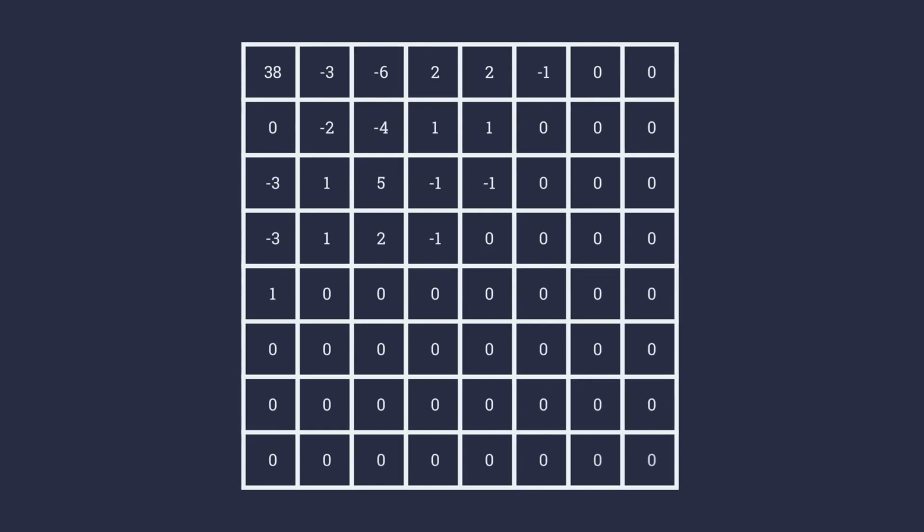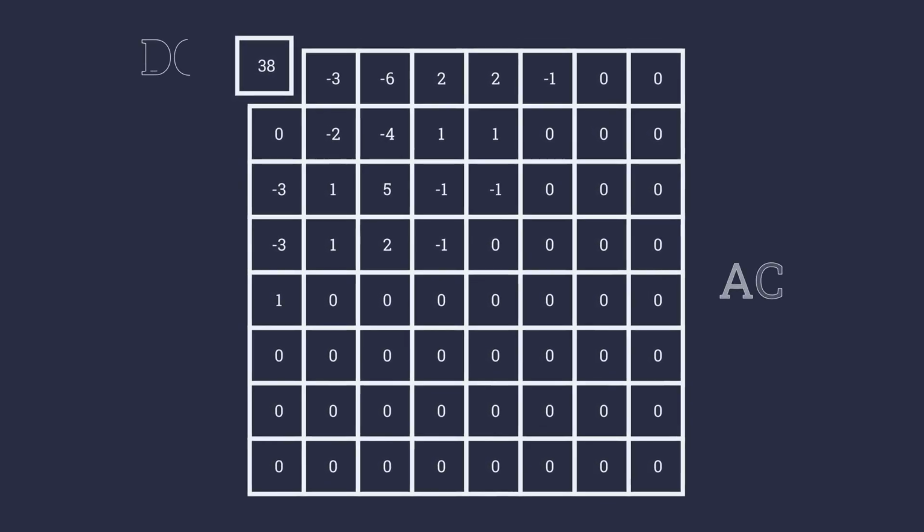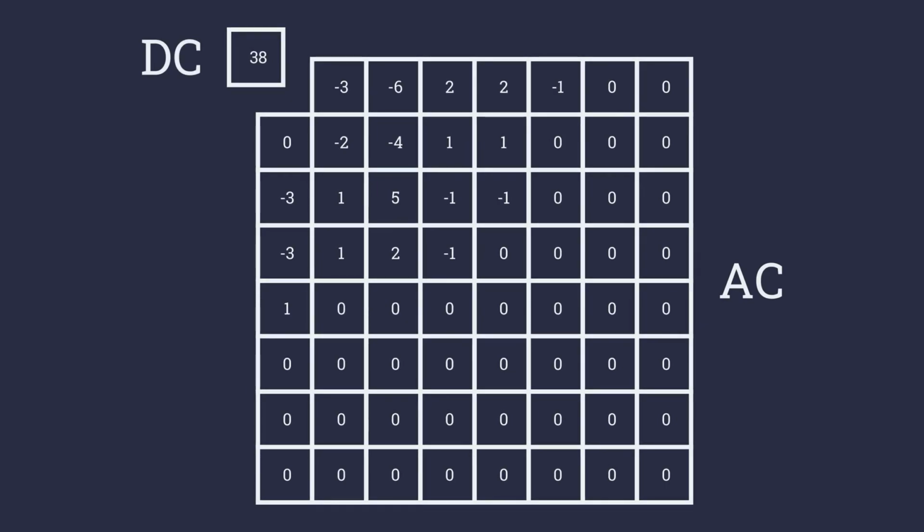Let's start where we last left off. We currently have a quantized DCT matrix. This has resulted in a lot of zeros, particularly in the bottom right region. Now, the first step of lossless compression is splitting the whole matrix into DC and AC coefficients.